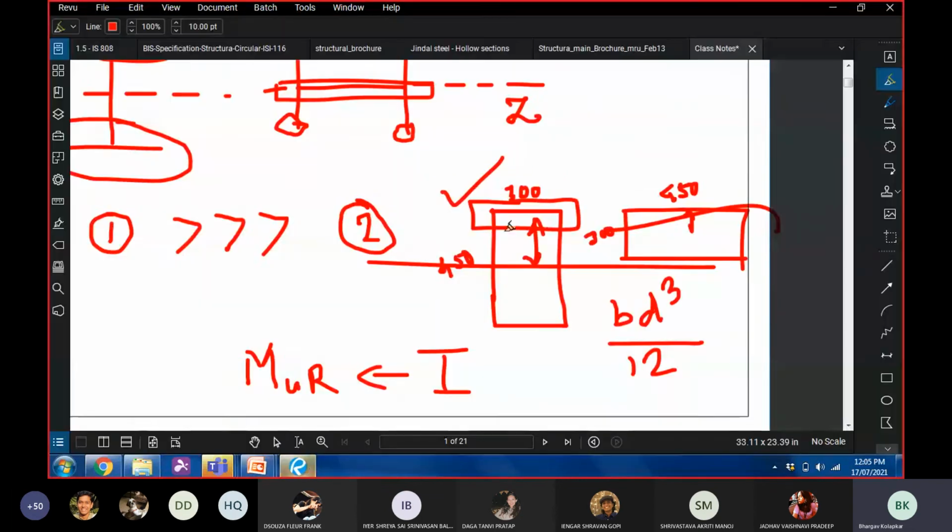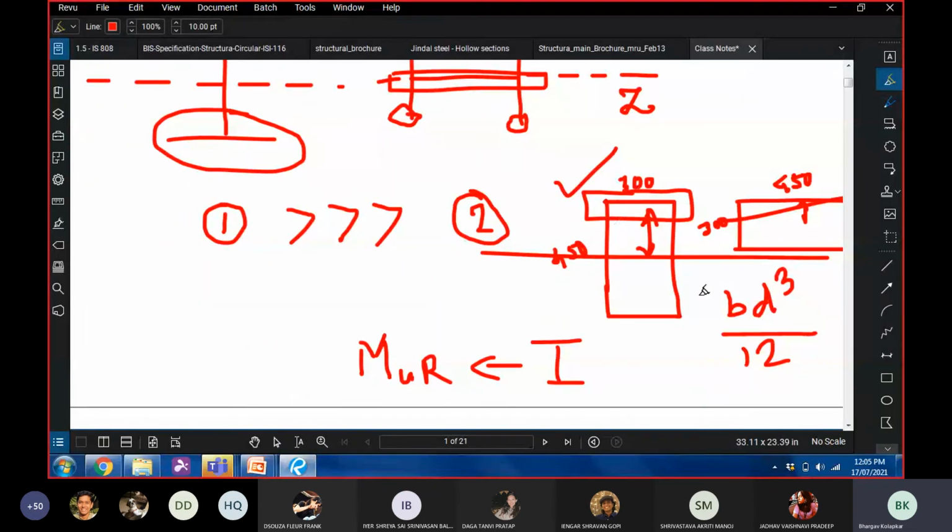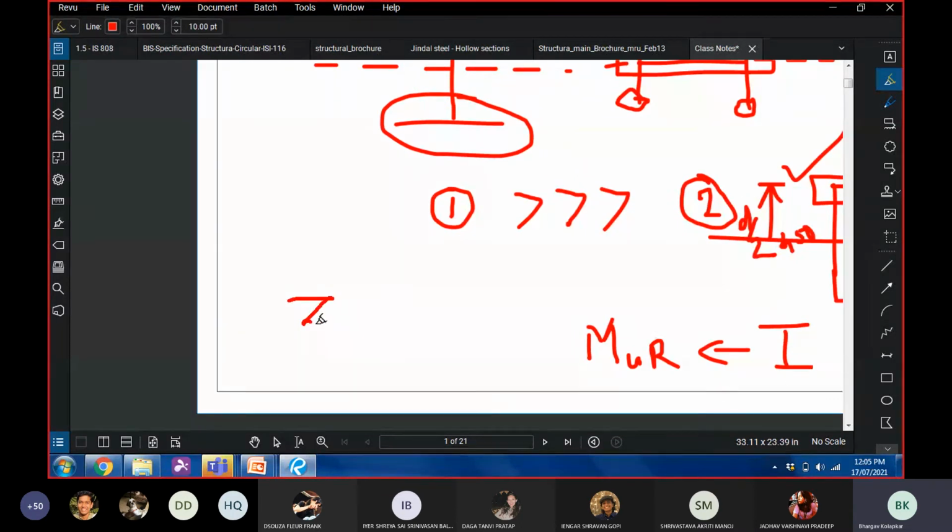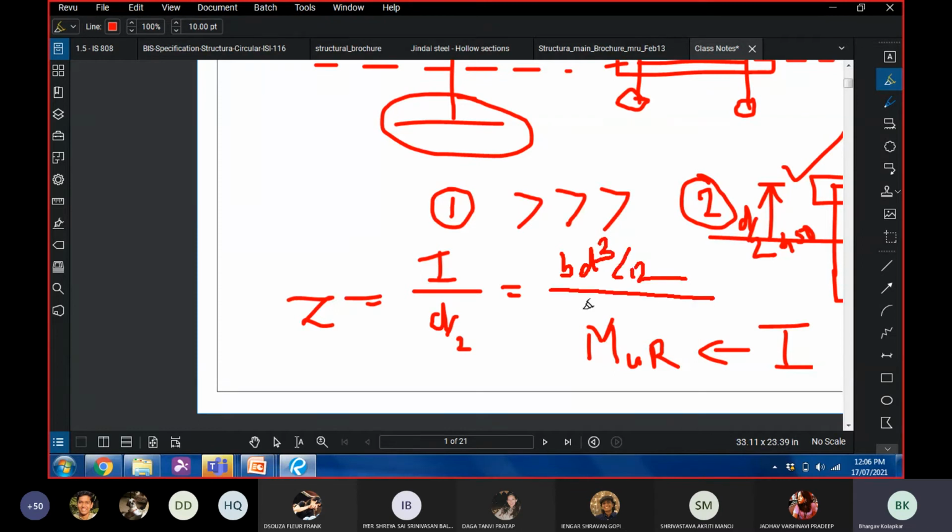Now let us understand what that means. So if this is my rectangular section, if I want to know the value of Z at this location, then this is my distance, which is d by 2. So Z is defined as I upon the distance from the neutral axis, which is d by 2. I is bd cube by 12, and then we have d by 2. So this is equal to bd square by 6. So this is the value of Z for a rectangular section.